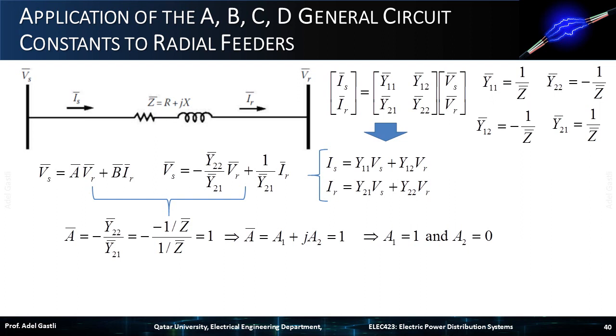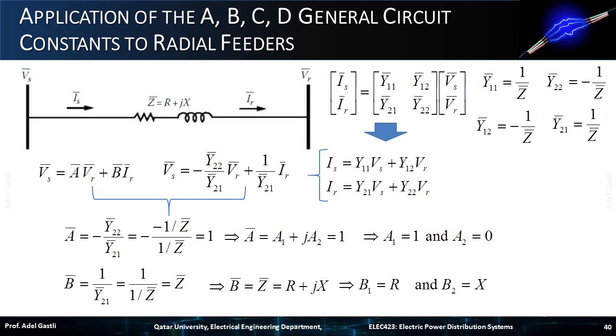Similarly, we can notice that the complex constant B equals 1 over Y21, that is 1 divided by 1 over Z. So, B equals feeder impedance Z. Thus, the real part B1 equals feeder resistance R, and the imaginary part B2 equals the feeder reactance X. Recall that impedances, admittances and ABCD constants are all complex numbers, since we use phasor voltages and currents.